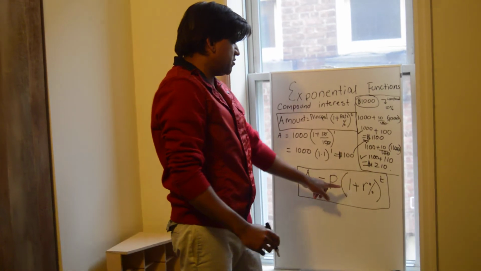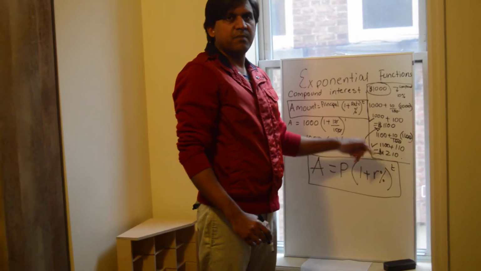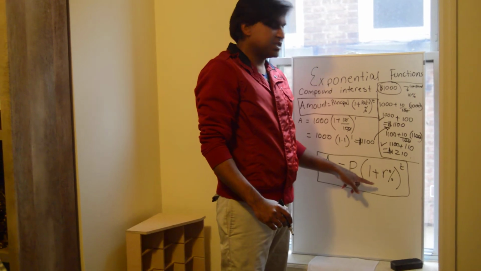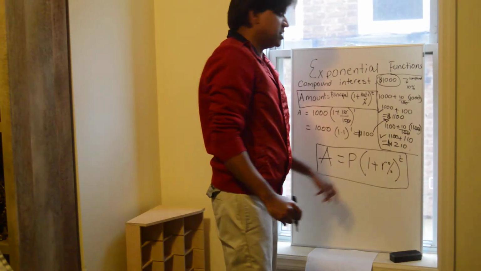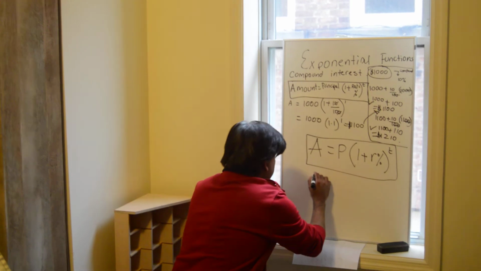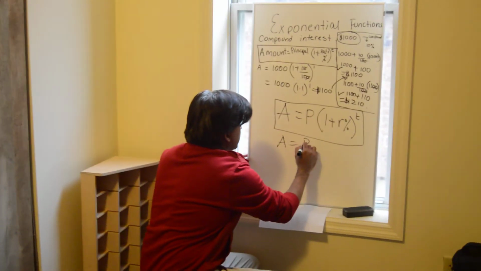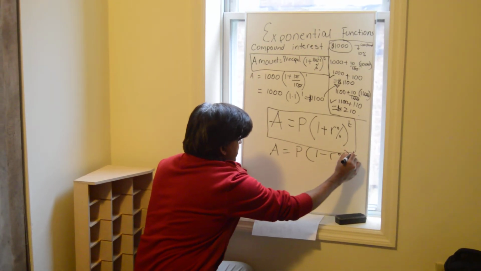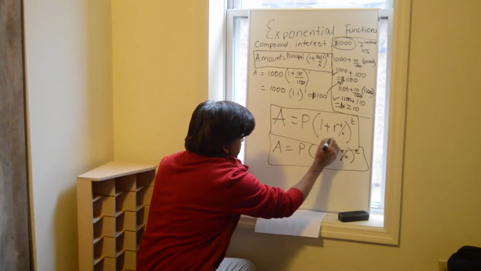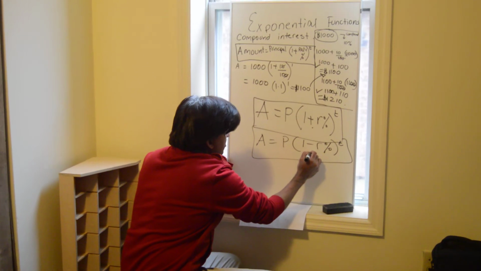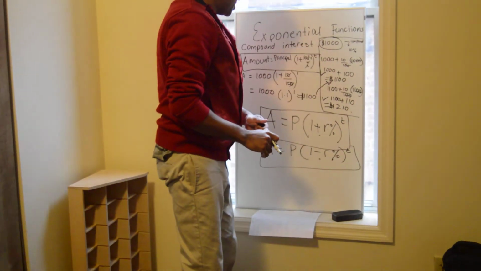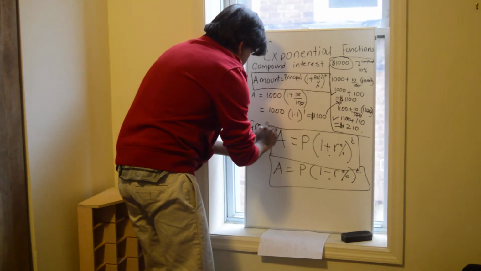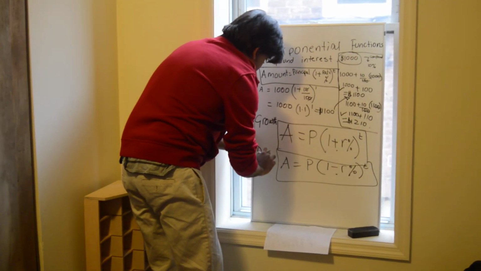Now this is when the value increases, like compound interest. If the value decreases, like in depreciation, then we'll put a subtraction sign. So this is what your value will become. A is equal to P, 1 minus R percent, to the exponent T. So same formula, but it changes from plus to minus. So this is for exponential growth. This is for exponential decay.